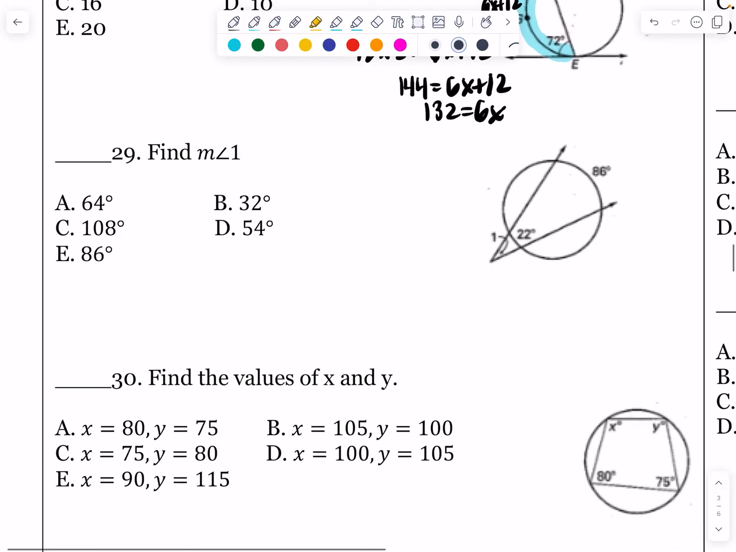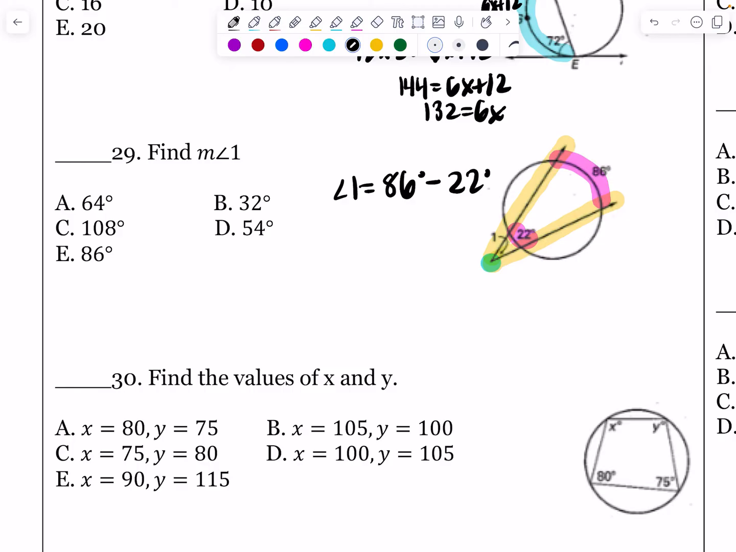All right, now we want to find the measure of angle 1. So this is a secant line crossing a secant line, but they cross on the outside. Remember that relationship is where you do the big arc minus the small arc divided by 2. So outside angle, angle 1, is going to be equal to the big arc, 86 degrees, minus the smaller arc, 22 degrees, divided by 2. So big minus small divided by 2.